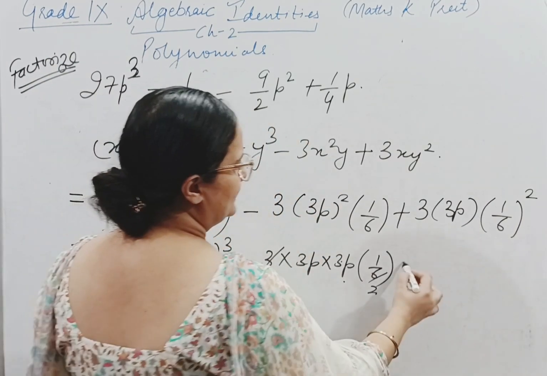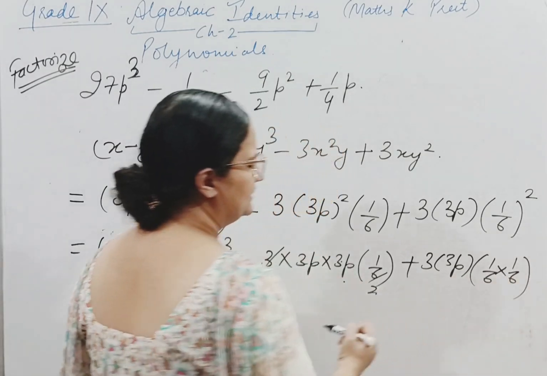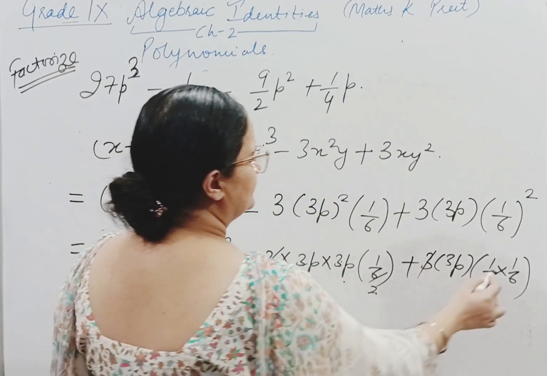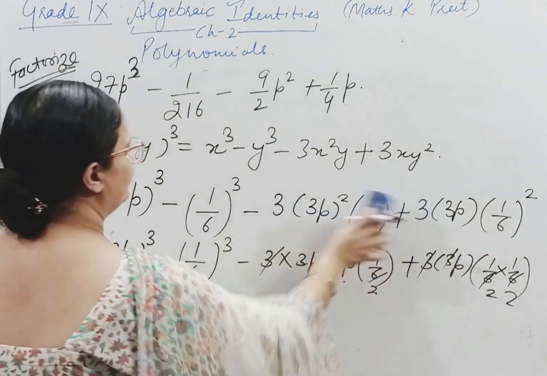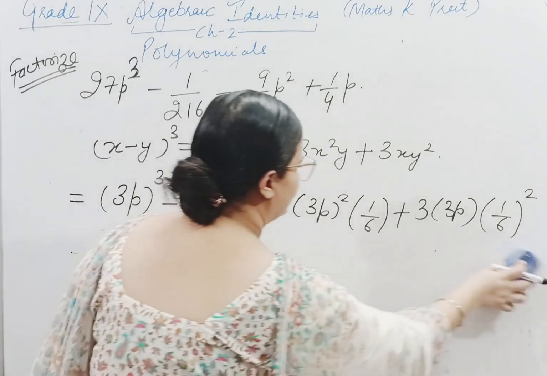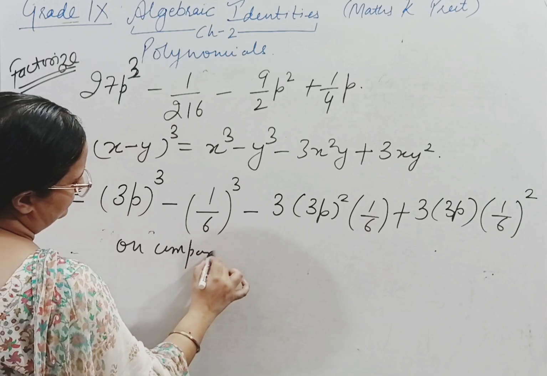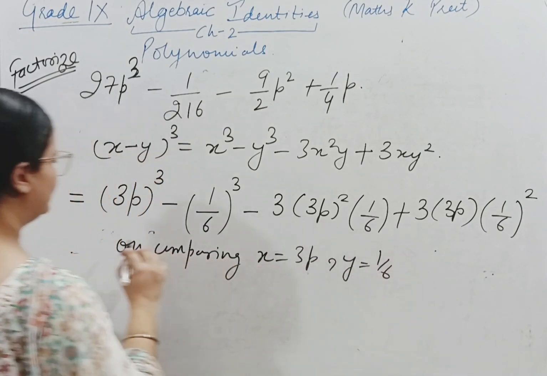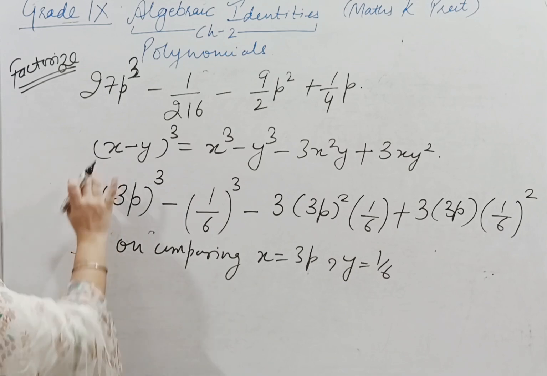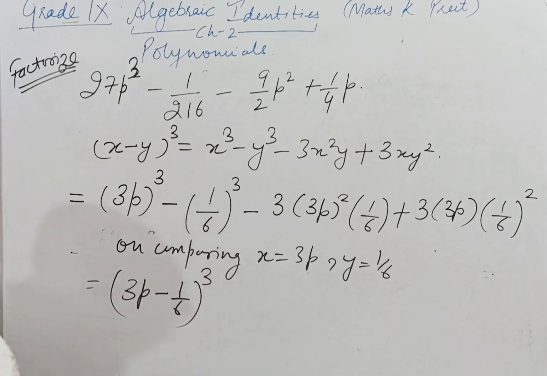And again here I am getting plus 3p. This step you can do in rough work. So 3 2s are 6, 1 by 4 p. Yes, so this step is okay. We have written all these steps correctly. So here on comparing, x is equals to 3p, y is equals to 1 by 6 I am getting. So what is the left hand side? (X minus y) whole cube. So these are 3 factors of this given polynomial.